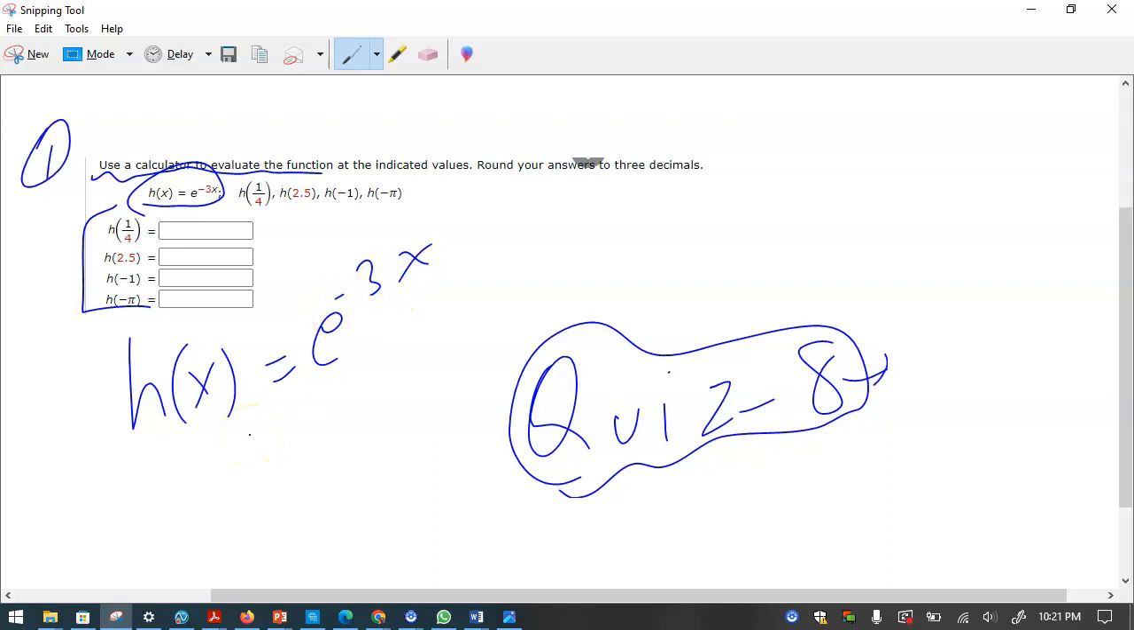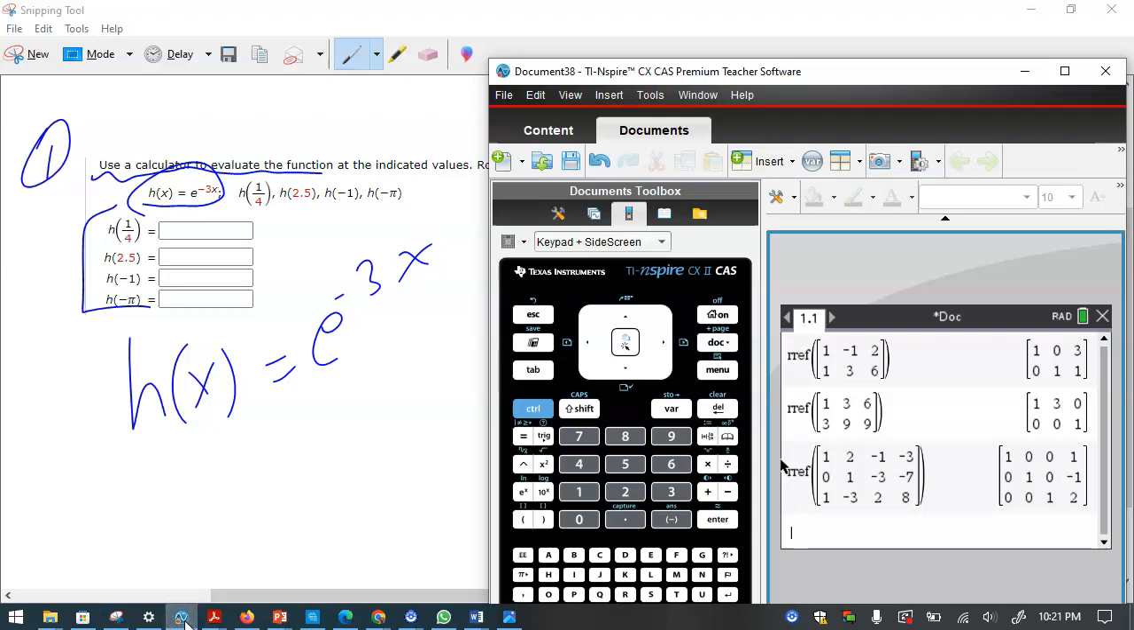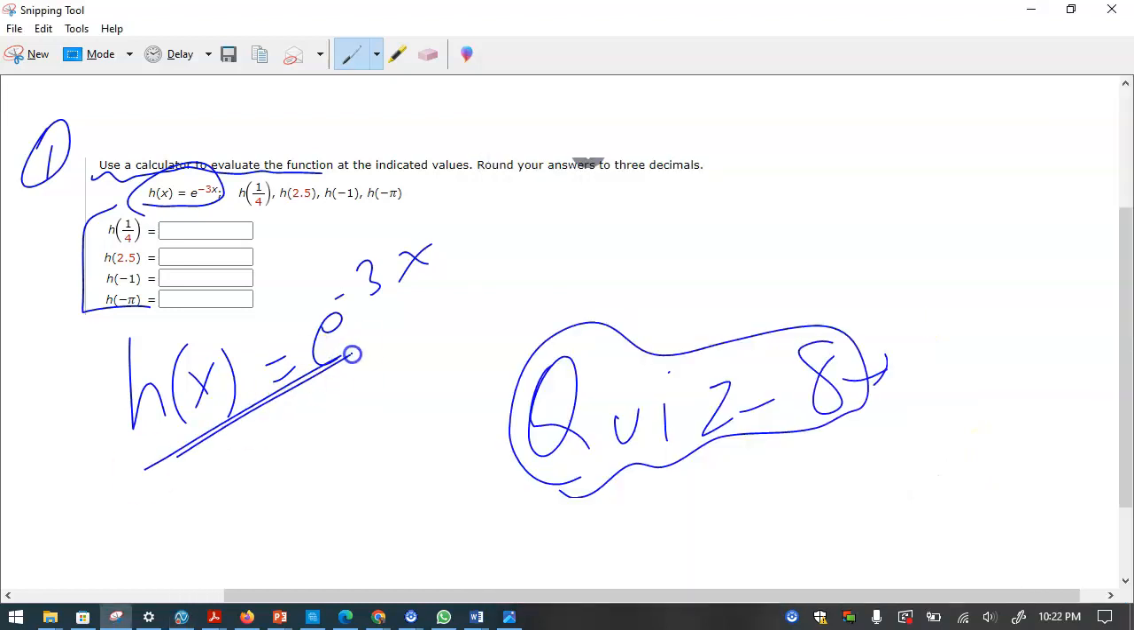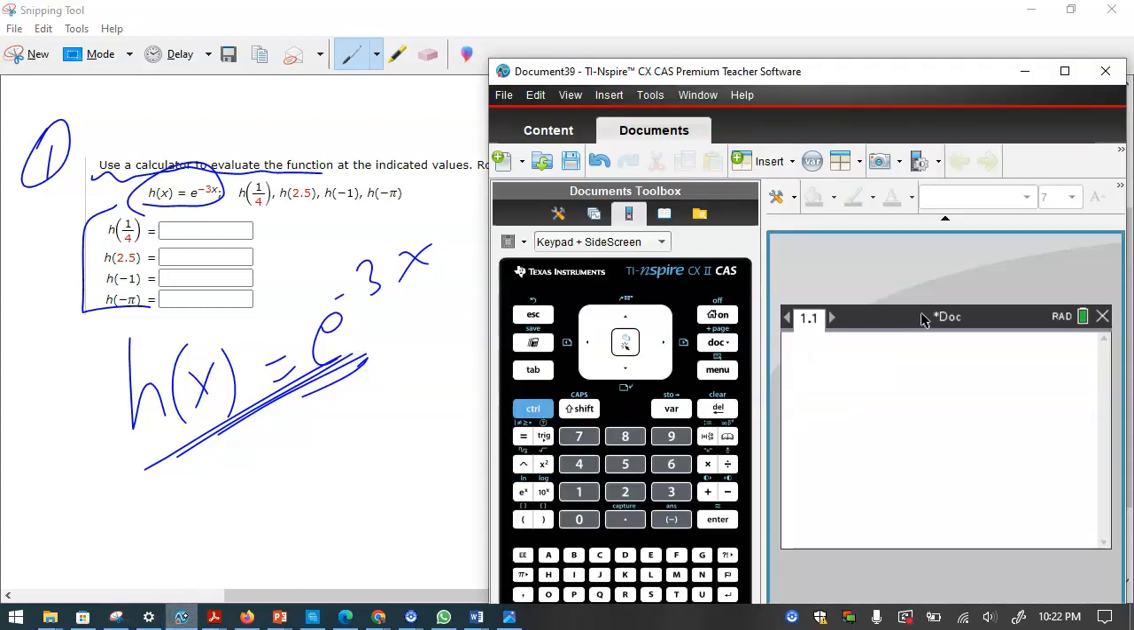So the calculator is right here, and I'll start with a new one. Let's start with new, and I want to store this function h(x). So type in h(x), then press control and the store key, so that you store this, and you put e raised to minus 3x, and you enter.